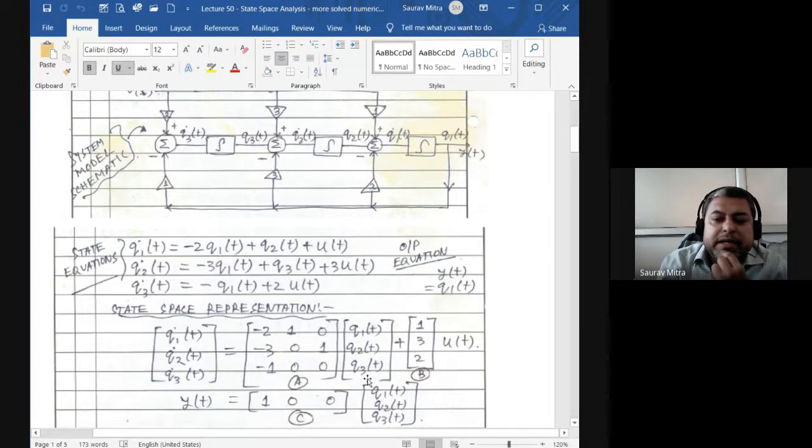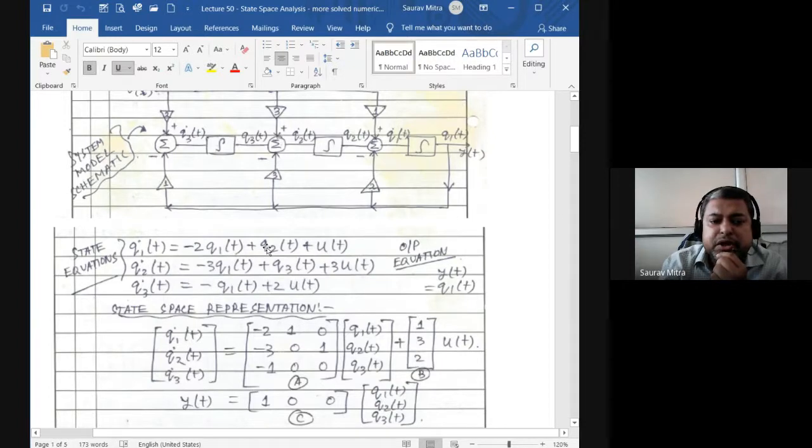And what are the A matrix and B matrix? Let us find out. In q1 dot t, we find there is minus 2 q1(t), so this is minus 2. There is 1 q2(t), so this is 1. And there is no q3(t), so the coefficient of q3 becomes 0. So q1 dot t is minus 2 into q1(t) plus 1 into q2(t) plus 0 into q3(t). If you want to get q1 dot t, you just multiply the top row with this column, and you get the top equation.